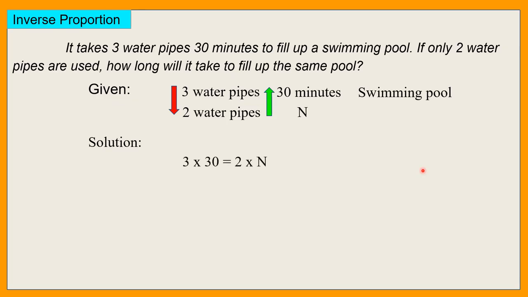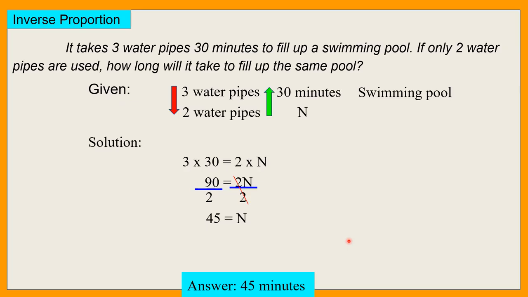So, solution. So, again, times na natin, diba? So, 3 times 30 is equal to 2 times n. So, hindi ka na mag-over, times ka na ha. So, this is now 90 equals 2n. Para mawala yung 2, divide by 2. 90 divided by 2. So, cancel. 45 is equal to n. So, ibig sabihin, it takes 45 minutes para mapuno ang swimming pool kung 2 water pipes na lang ang gagamitin. So, mas tatagal na ang pagpuno ng swimming pool.